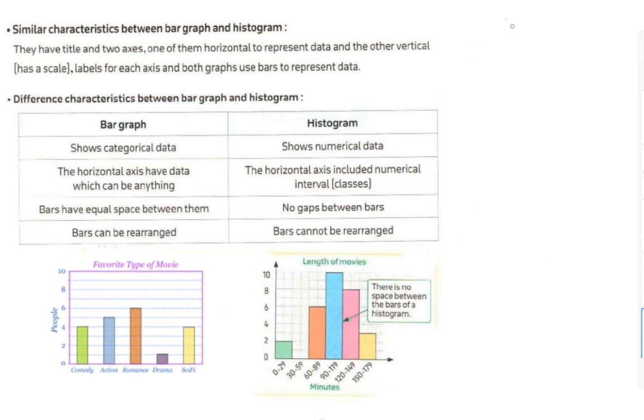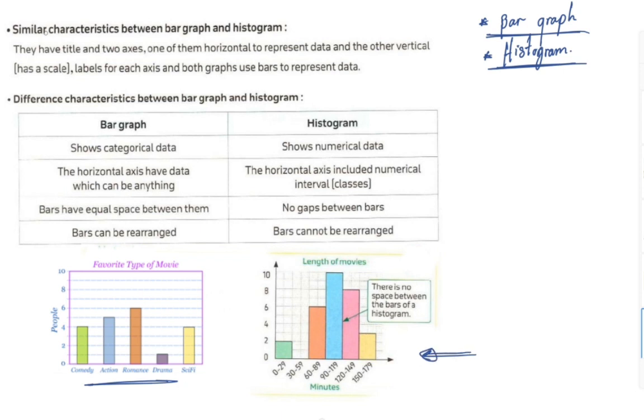All of us know about something called a bar graph. And now we learn about the histogram. So, what is the difference between a bar graph and a histogram? Look at our example here. This is called a bar graph, and this one is a histogram.